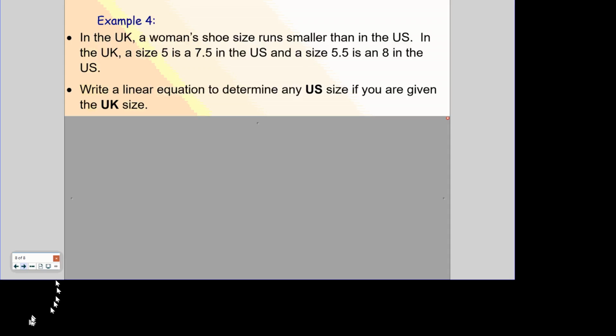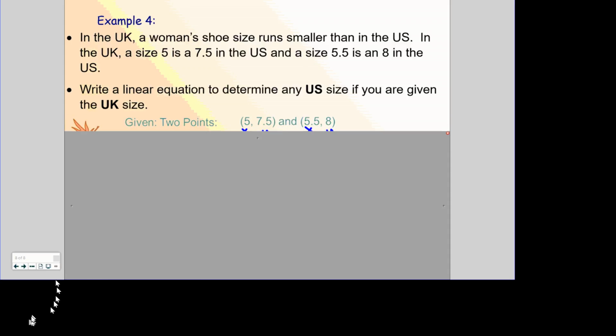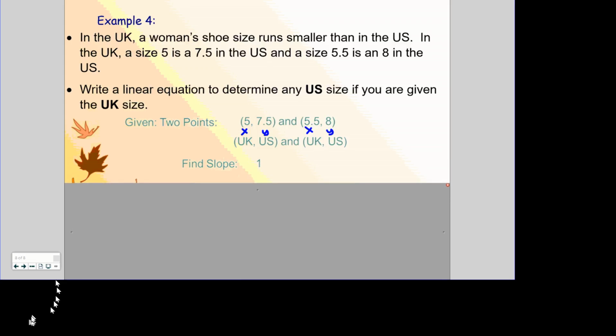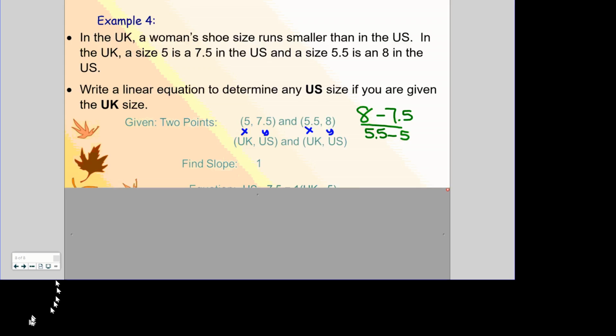Click play. Okay, hopefully you identified that there were 2 points given to you. Again, as you're reading them in the order you're reading, it's giving you the x and y values for your points in order. That then tells you these points are written with the UK size first and the US size second. So that will help you get your slope, which hopefully you found to be 1. When you subtract your y's and subtract your x's, you get 1/2 over 1/2, which is 1.